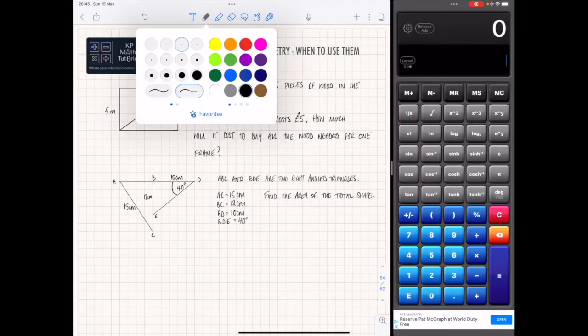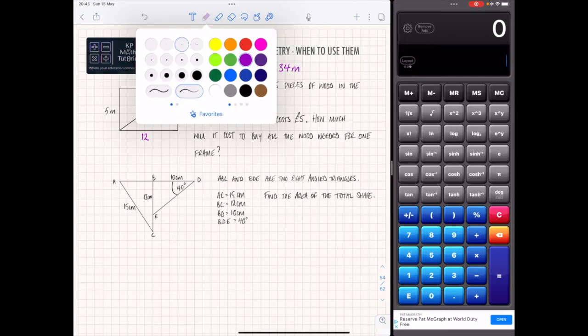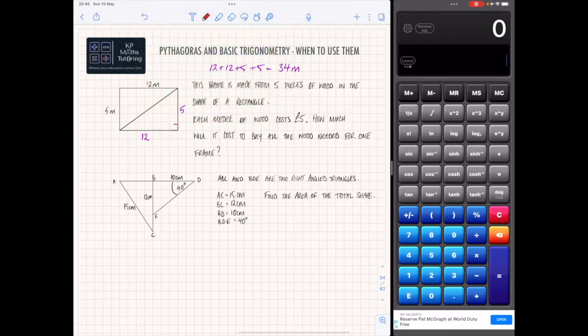Okay, so looking at these, the first thing you should identify is that this side would also be 5, this side would also be 12. So altogether you're doing 12 plus 12 plus 5 plus 5, which gives you a total of 34 meters. The thing that you are currently missing is this diagonal one though. So if I put a right angle there, I can see straight away that this creates my right angle triangle, and therefore this side here is the hypotenuse.